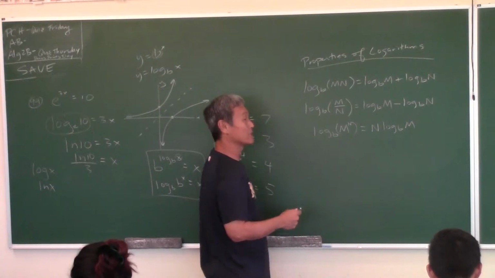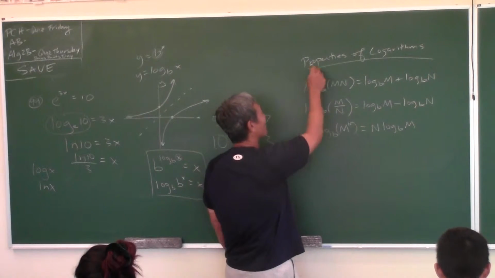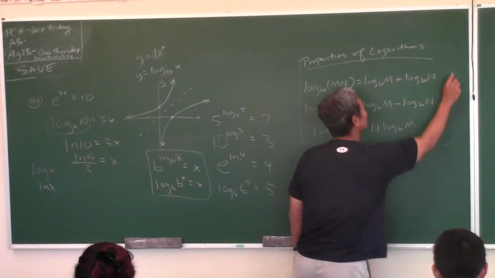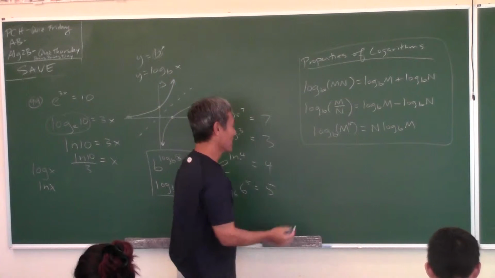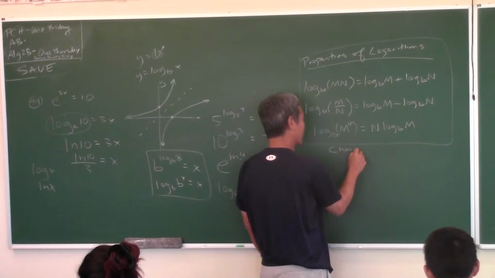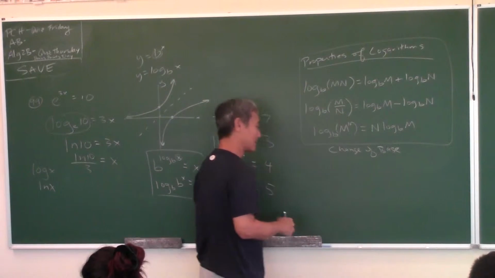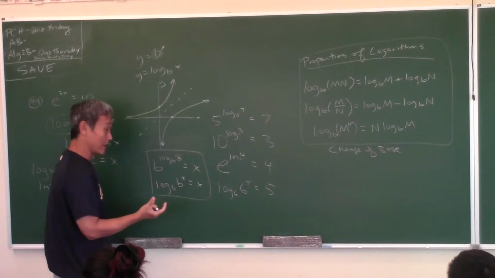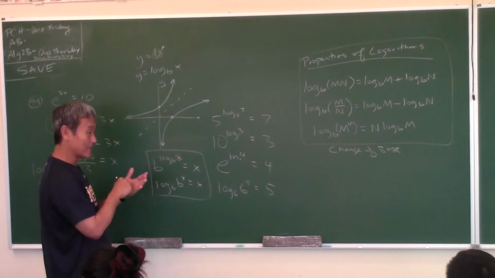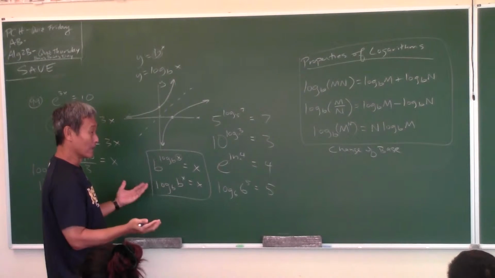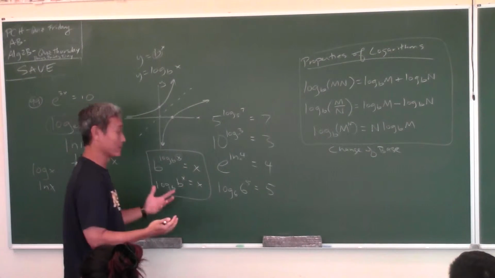And then the change of base formula. So these are what we call the properties of logarithms. These are the three basic properties. But then we also have the change of base formula. Lots of times you need this because on your calculator, you only have base e and base 10 logarithms. Like what if you have a different base? You have to be able to change it.